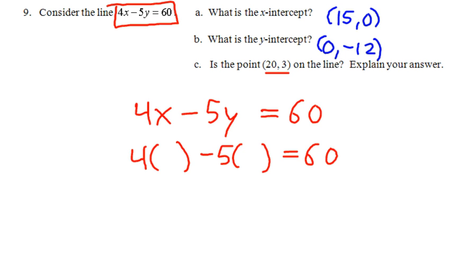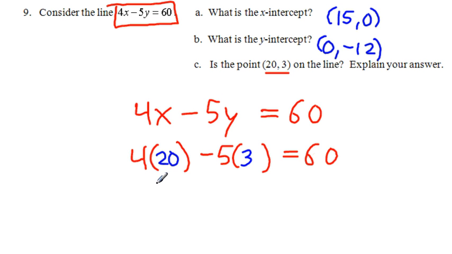So what should be true if the point really is on the line is that if you put 20 for x and you put 3 for the y-coordinate, then it should actually give you 60. If it doesn't, well, you have a false equation, so the point's not on the line. So let's try it out.